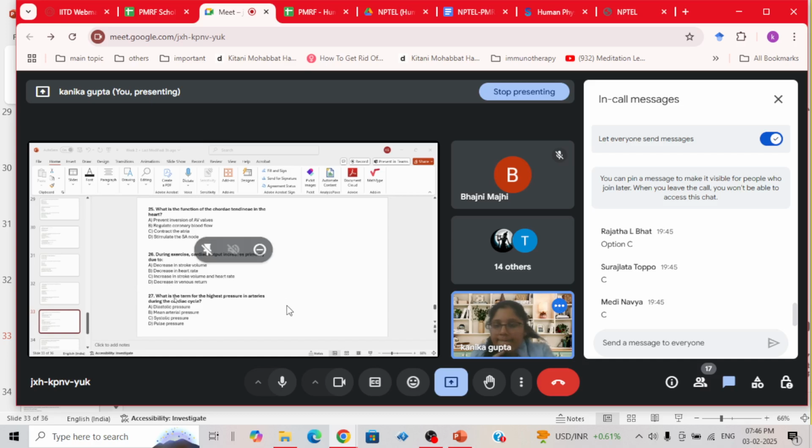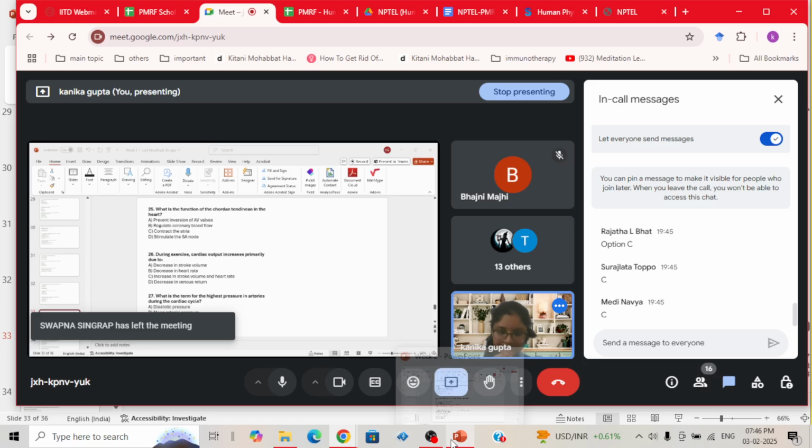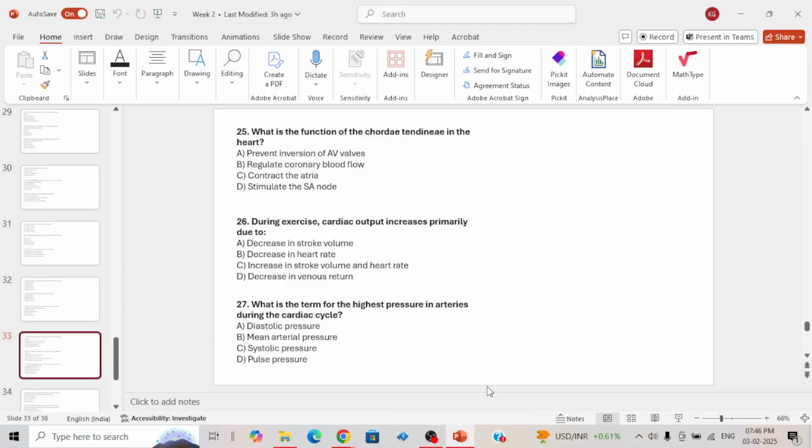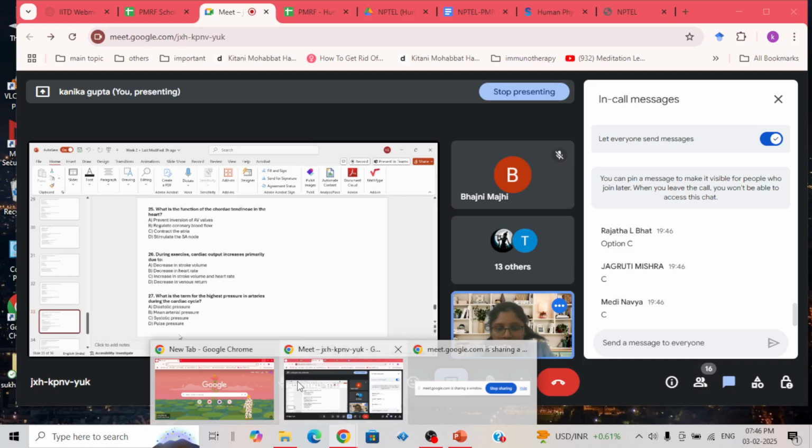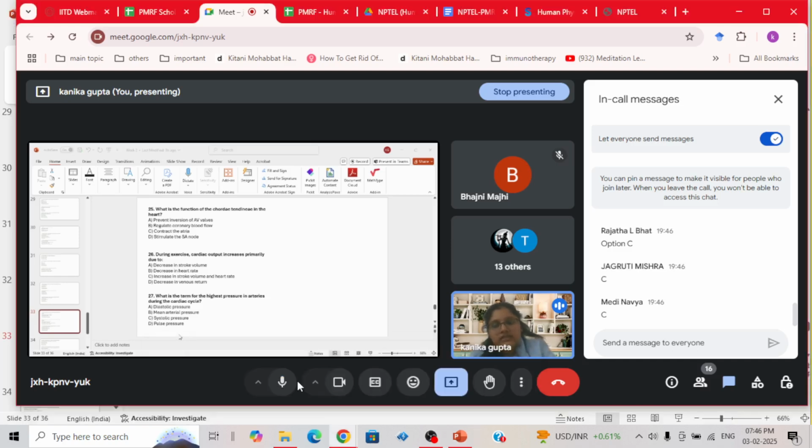Okay, everyone. So next question is, what is the term for highest pressure in arteries during the cardiac cycle? Which term is used for this? Yes, it is systolic pressure. It is the systolic pressure which in resting condition reaches up to 120 mm of Hg. Okay.